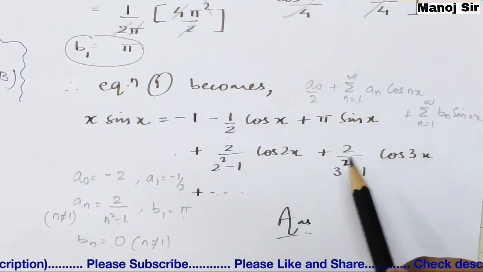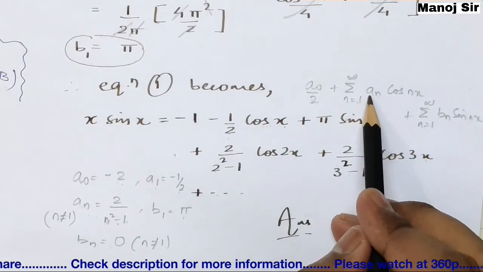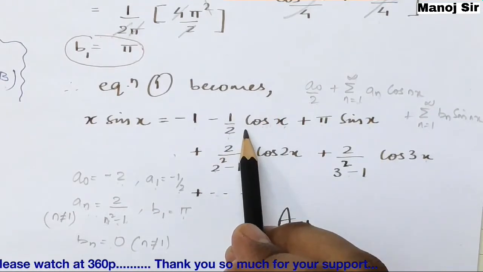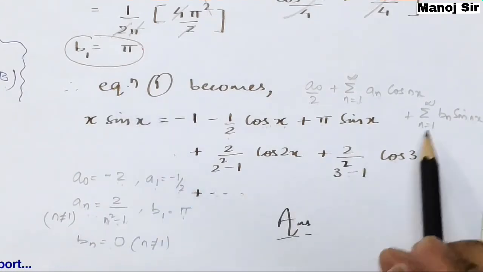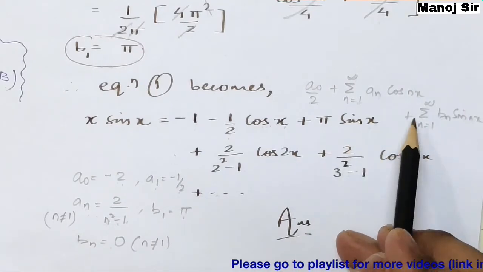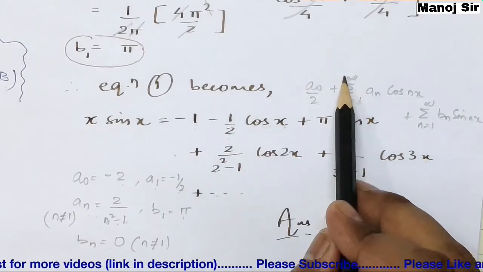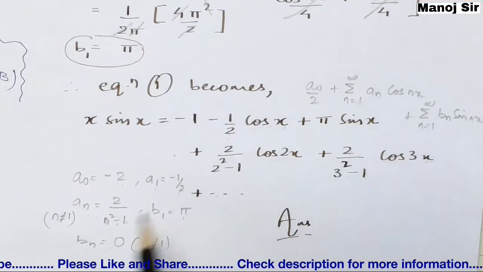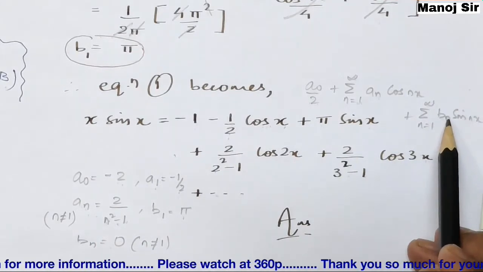Now again move ahead. Here we have put a1 into cos x. What is a1? That is minus half. So this is also achieved. Now we'll put b1. What is b1? That is pi. b1 into sine x, so pi into sine x with this positive sign. Now we'll come to this part when n equals to 2 to infinity. But bn equal to 0, so we'll not take this term.